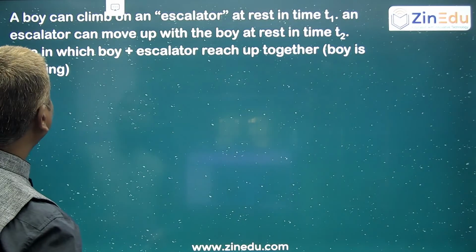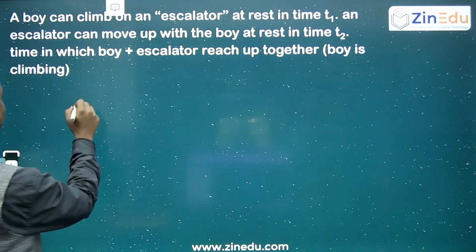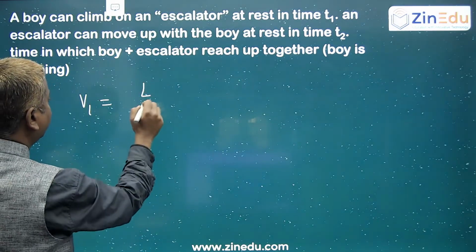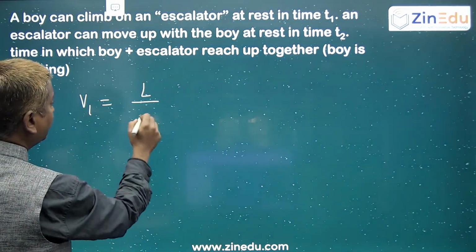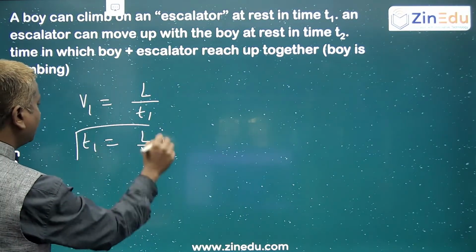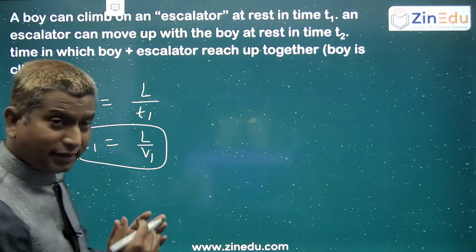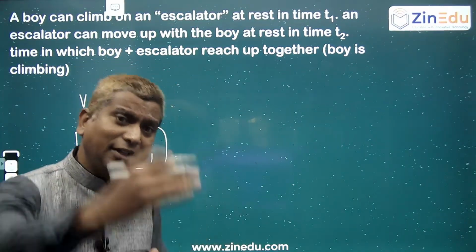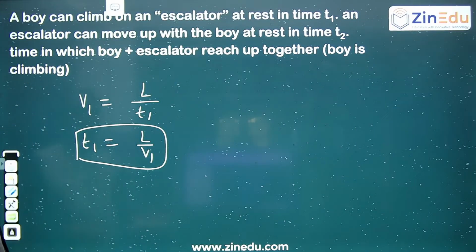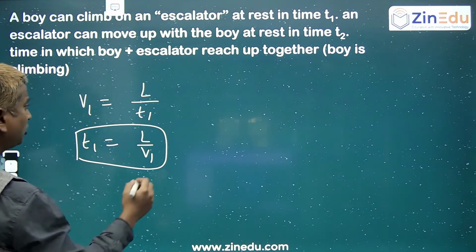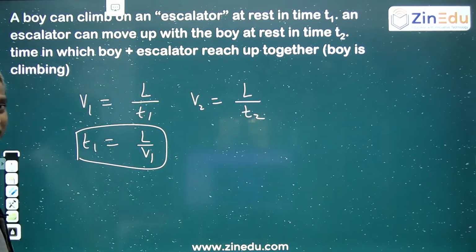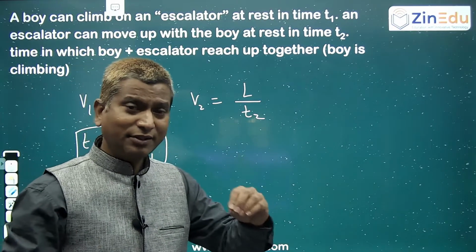Okay, walking with a speed of v1. That v1 you can write as the length of the path L by t1, because it's taking a time t1. You can write t1 is equal to L by v1. And now he is at rest on the escalator and the escalator is only moving. Let us say the escalator is moving with velocity v2, right? So that time you can write v2 equal to L by t2, because it's taking a time t2 when he is at rest on the escalator and the escalator is moving.